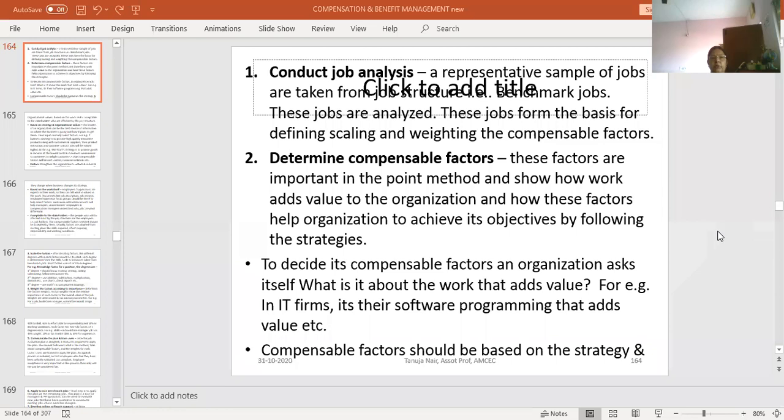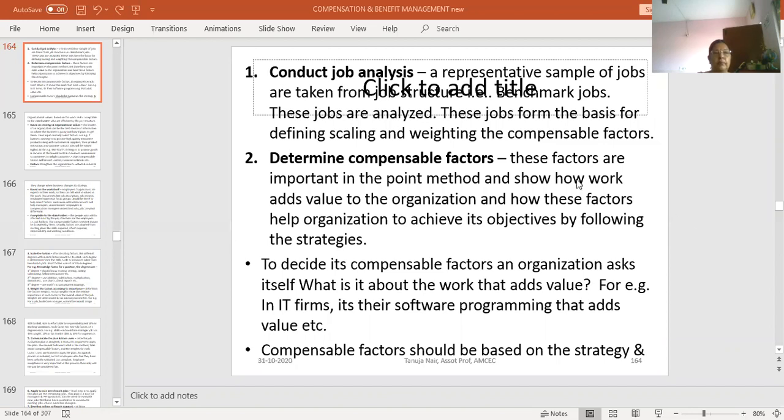Then second step is you find out the compensable factors which are in each job. So whatever compensable factors you have selected for each job should be the factor which is important for the job, which adds value to the job. For example, in IT companies, software programming is a very important factor which adds value to their organization.